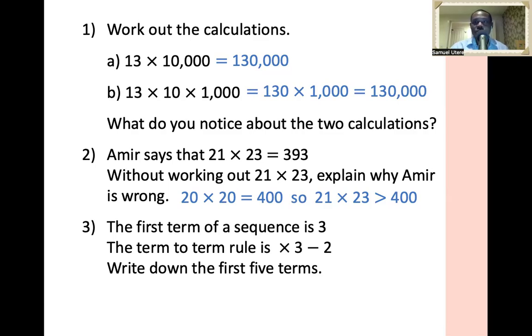And here is question 3, a lesson that we did quite a while ago. The first term of a sequence is 3. The term-to-term rule is to multiply by 3 and subtract 2. So we're asked to write down the first 5 terms. If the first term is 3, the next one will be 3 times 3, which is 9, minus 2, that will be 7. And then so on and so forth.